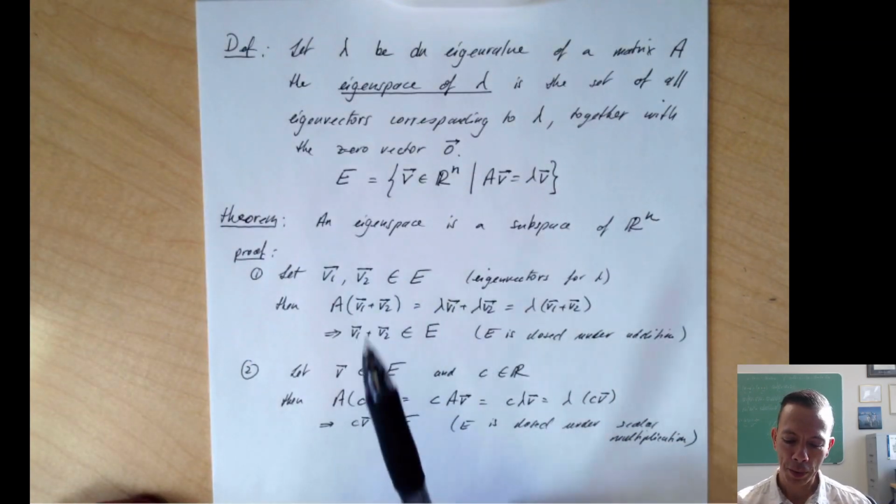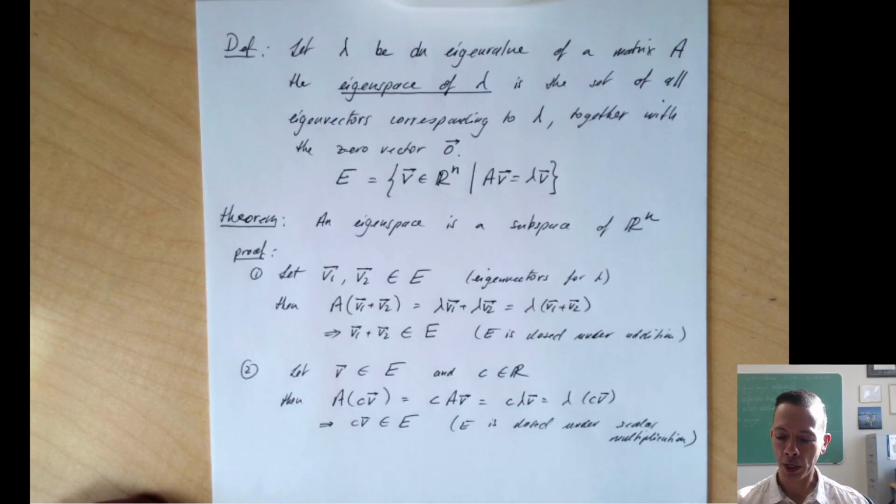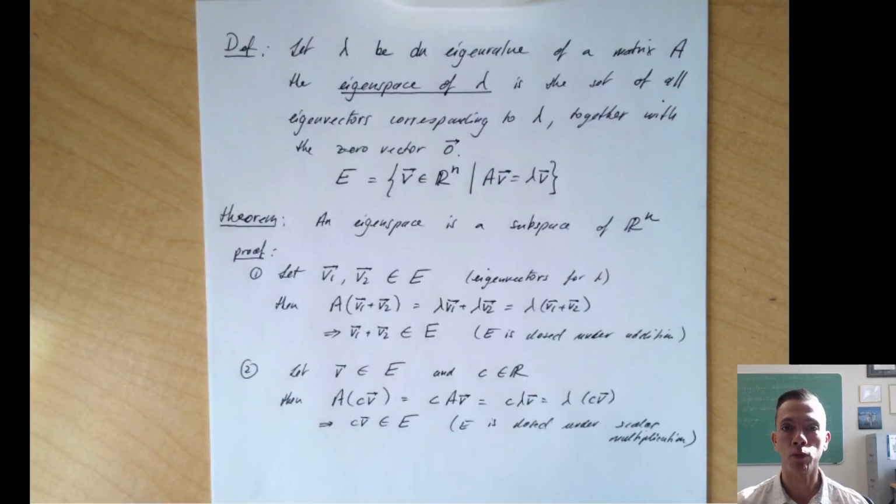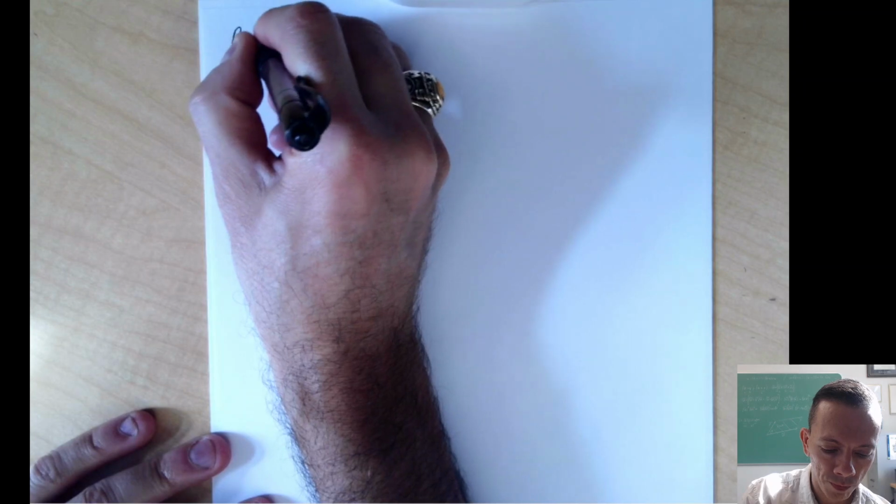So because the eigenspace is a vector space, you can do everything that you do with vector spaces with an eigenspace. For example, you can find a basis for the eigenspace, and you can calculate the dimension of the eigenspace, which is simply the number of vectors in any basis for that vector space.